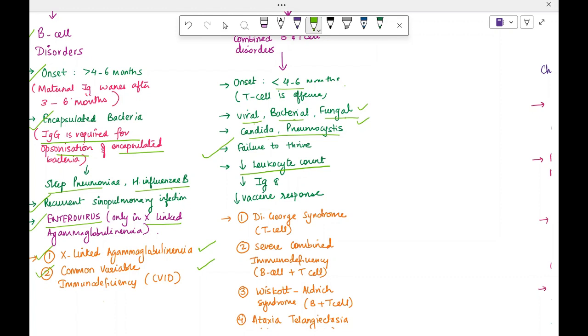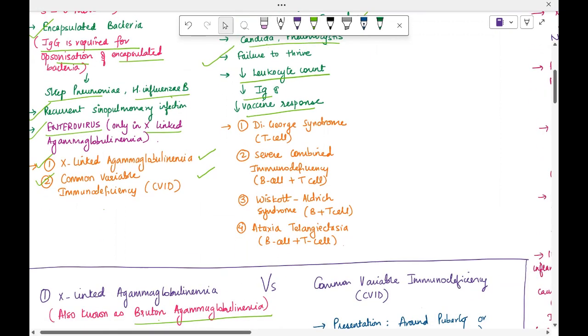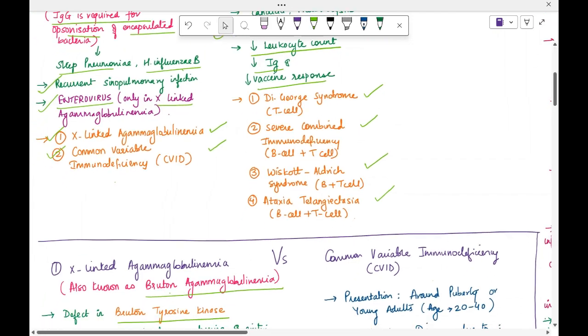Here, in B cell disorders, you won't have a decreased leukocyte count, but in the combined disorders or the T cell disorders, you will have a decreased leukocyte count, decreased immunoglobulins in the combined one, and decreased response to vaccine. Okay, now what are the subtypes that we are having here? Isolated T cell disorder is your DiGeorge syndrome. The combined ones are severe combined immunodeficiency, Wiskott-Aldrich syndrome, and ataxia telangiectasia. Okay, so we can see this in short.